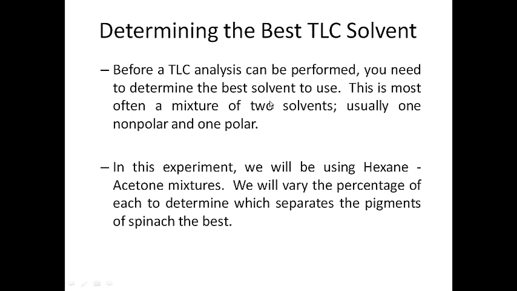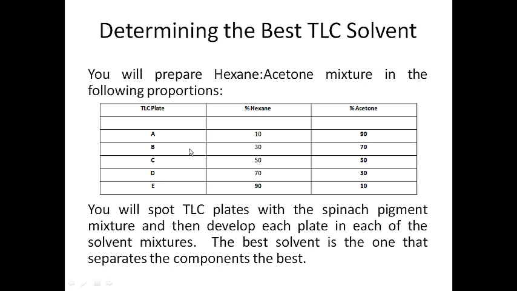And typically we make our chromatography solvents using a mixture of two solvents, and usually one is polar and one is non-polar. So that's why we're using hexanes and acetone in this case. So you're going to prepare 5 different mixtures: 10% hexane and 90% acetone, 30% hexane, 70% acetone, and then you're going to basically flip the percentages. So you're going to have 5 different solutions that contain different percentages of hexane and acetone. Real easy to make these solutions.